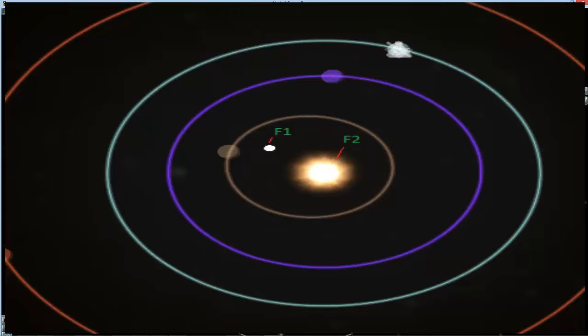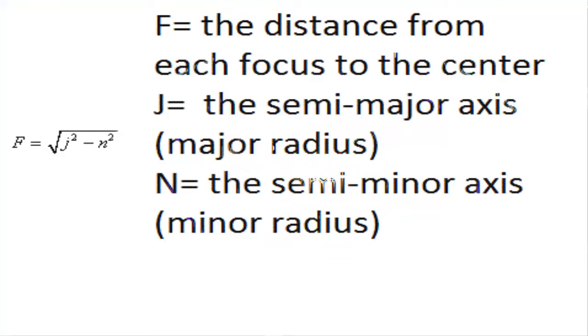If you have an ellipse with known major and minor axis lengths, you can find the location of the foci using the formula shown on the screen. The major and minor axis lengths are the width and height of the ellipse, where f is the distance from each focus to the center, j is the semi-major axis, and n is the semi-minor axis.